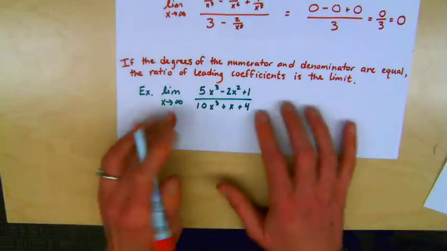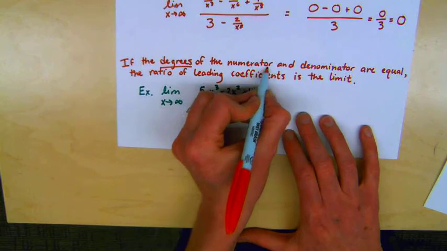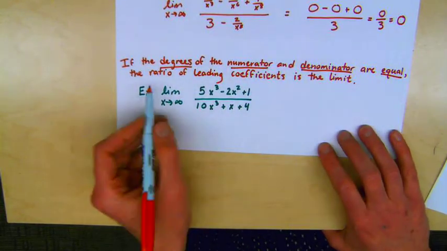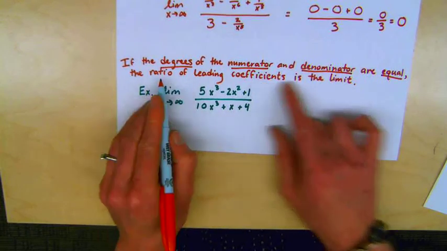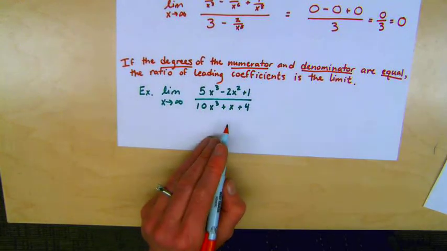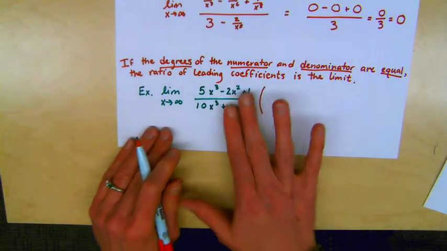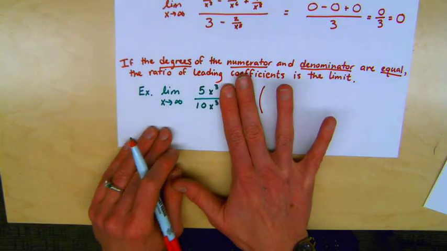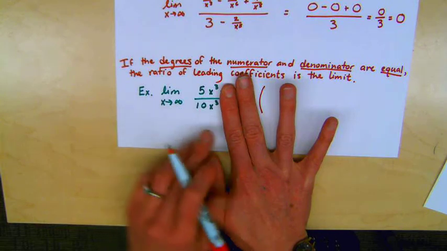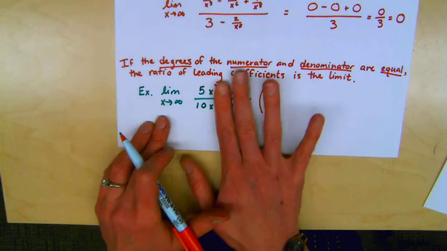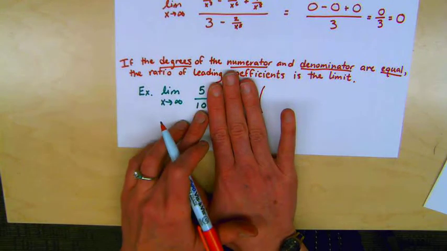Finally, we have the case where the degrees of the numerator and denominator are equal. And so we're going to be left with the ratio of leading coefficients as the limit. Algebraically, we can see this. Again, we're saying the lower-order terms don't really matter as my limit goes to infinity, and it means that I'm left with 5x over 10x cubed, and I can divide those out, and I'm left with 5/10.